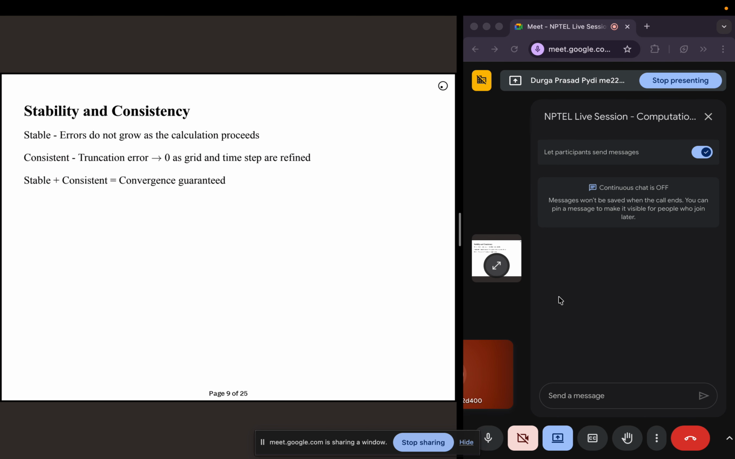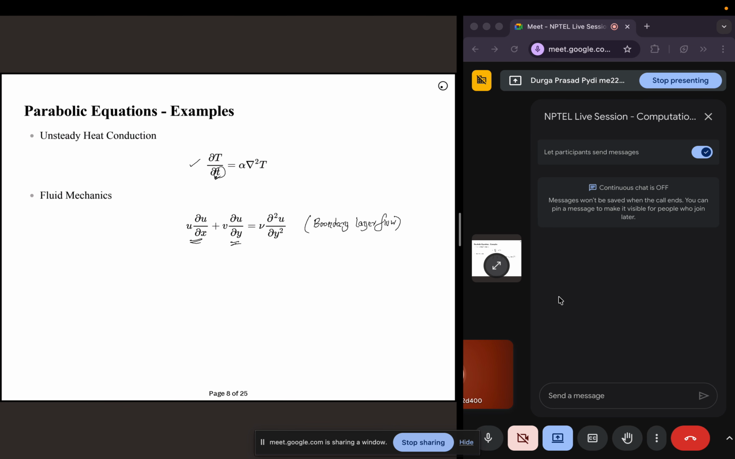We also discussed the concept of stability and consistency last week, which we will take up in more detail now, because in elliptic equations that was not a big problem. But once we have the parabolic equation, we have another variable, time, that is getting added in addition to the spatial variable.